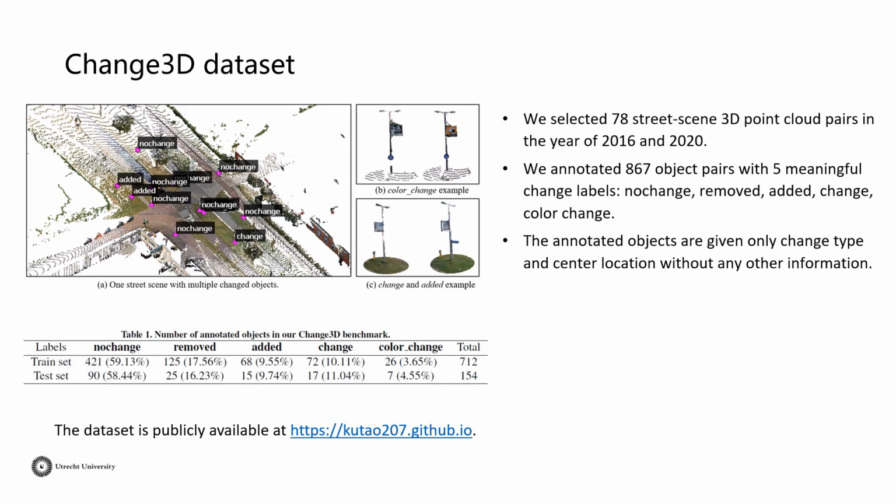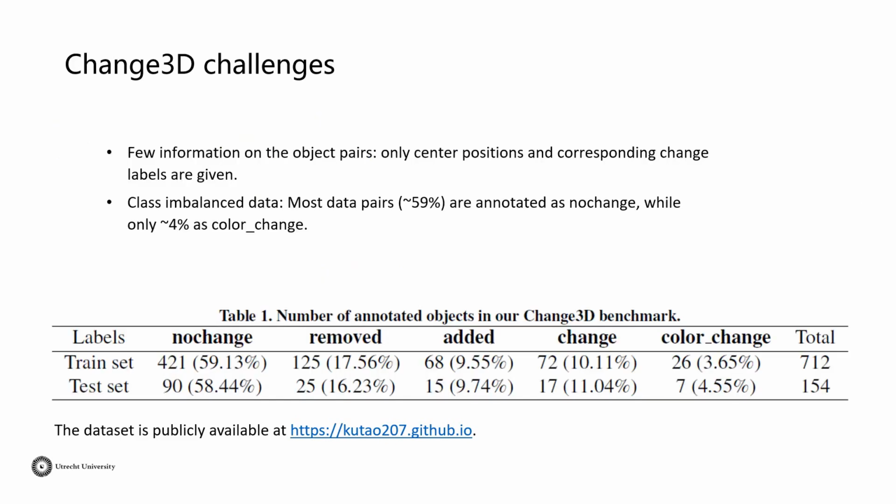These annotated objects are given only the change type and center location, without any other information on the objects. There are two main challenges for our task. First is that little information on the objects is provided. Only center positions and the corresponding change labels are given in the training set, and in the test set we expect the participants to predict the change type of any location of interest.